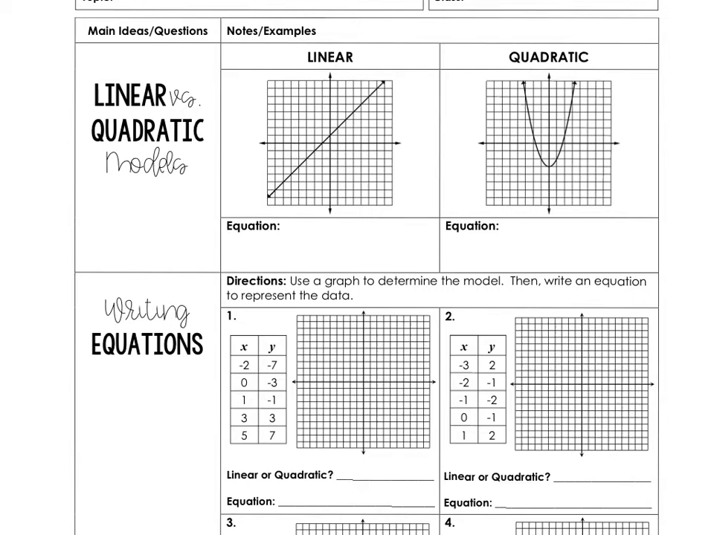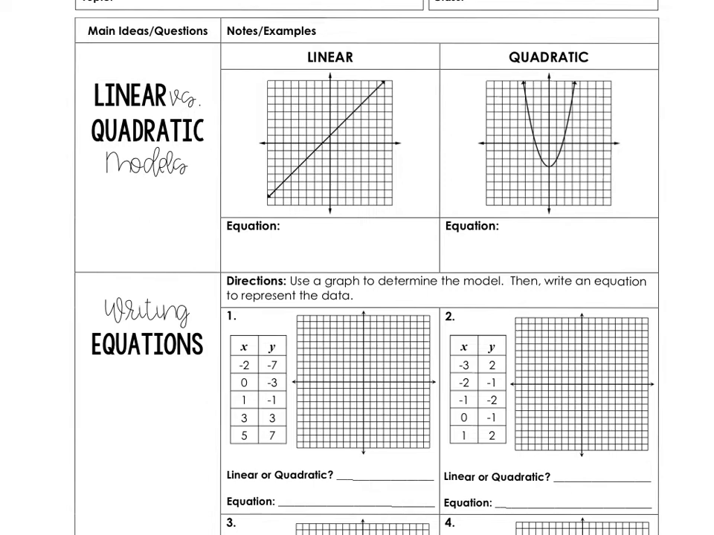But anyway, we're going to be graphing some functions and then deciding whether they're linear or quadratic, which should be very clear, and then calculating the line of best fit or the linear regression model based on those points. So let's get started.